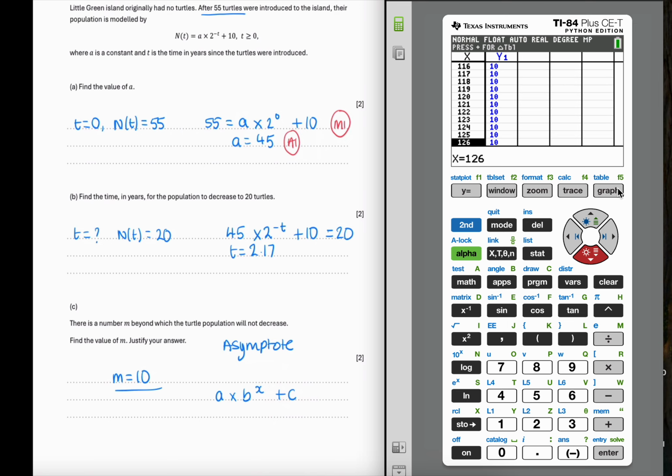So again, there's 2 marks. One is for the answer, and one is for showing some sort of recognition that it's the asymptote that you're looking for, or in terms of how to work that out.